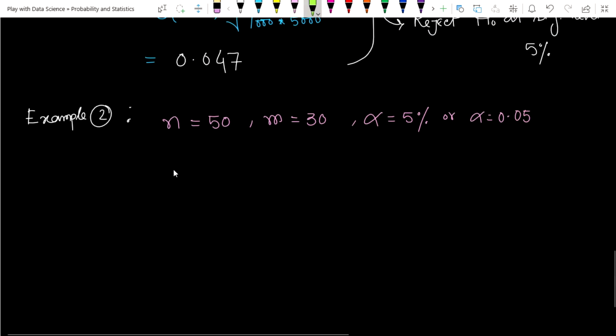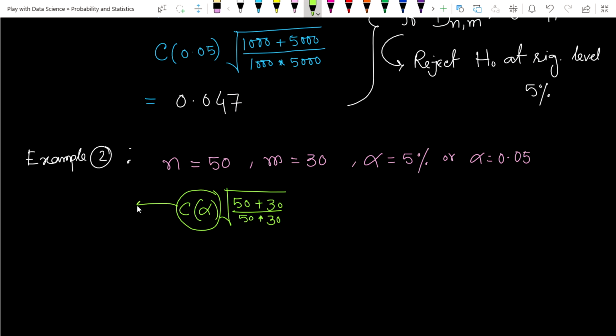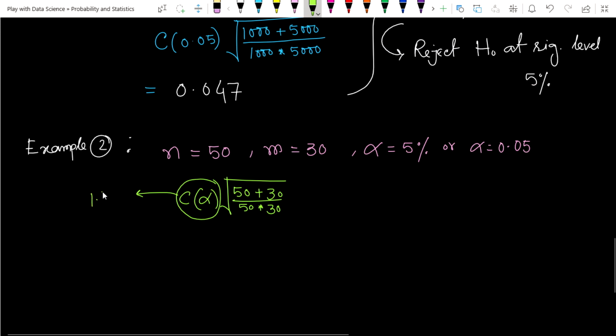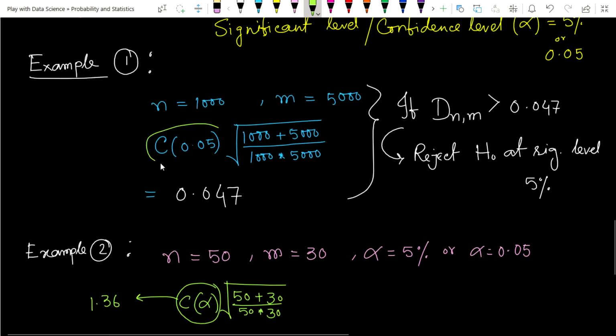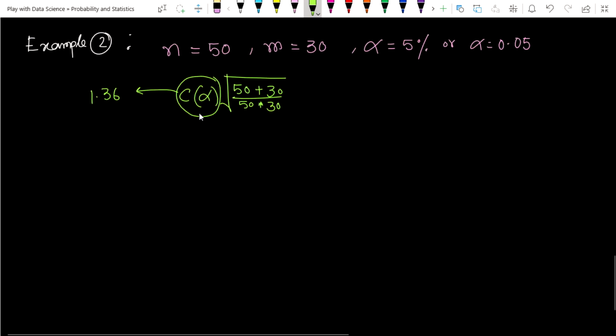Now let's calculate these things. What will be the value of c of alpha times the square root of (50 plus 30) divided by (50 times 30)? The value of c of alpha we already know is 1.36. If you just calculate it using your calculator, you will get this value, 0.31.